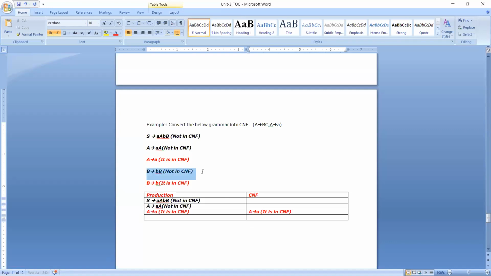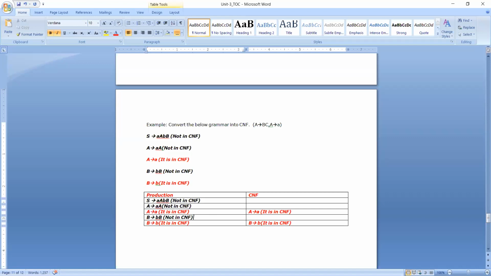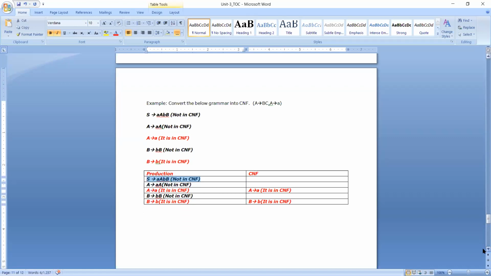And this one is not available, so we need to convert it. Then the last one is also available in CNF, so straight away I am going to write it to my result. Okay. Now, before discussing the first one, let us look into the easiest one.